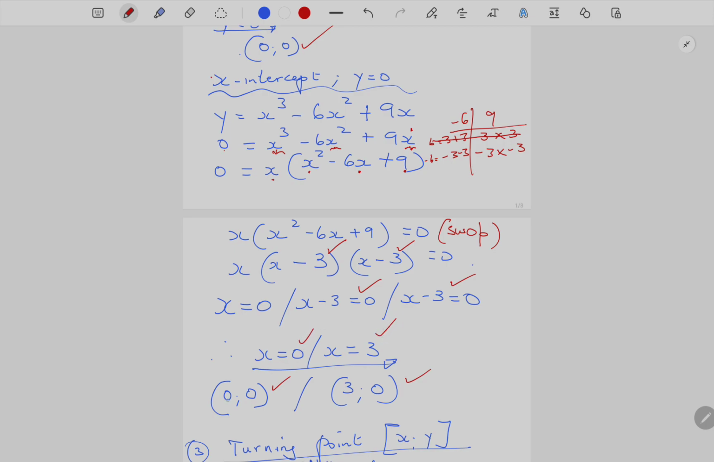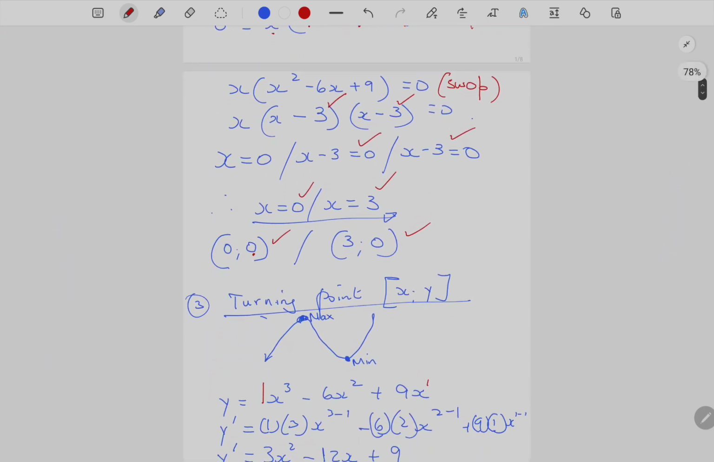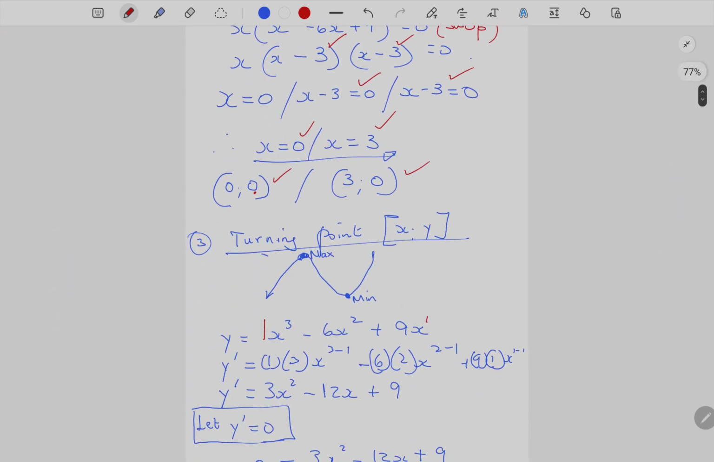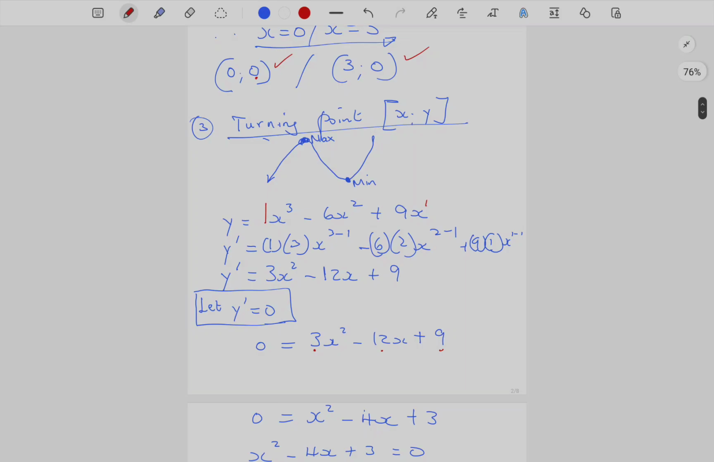When we've got x is equal to 0, y was equal to 0, and then we've got x is equal to 3 and our y was given as 0. Okay, so these are other points that we are going to have when we plot our graph.